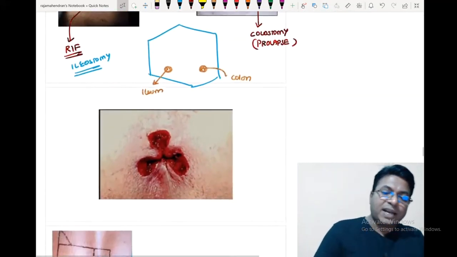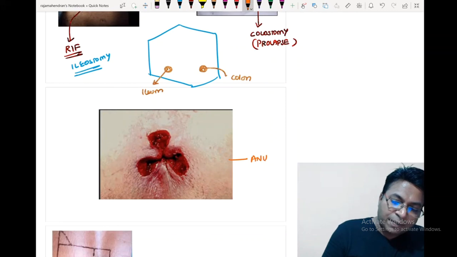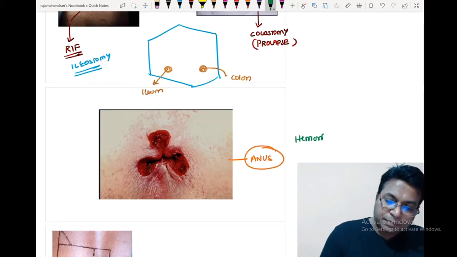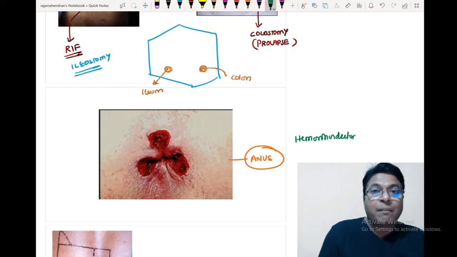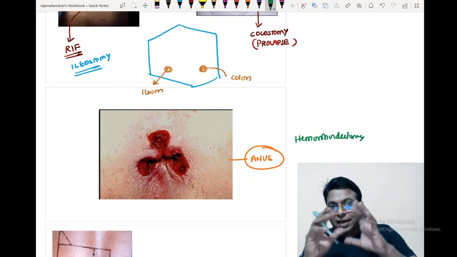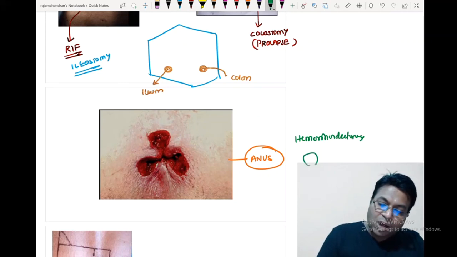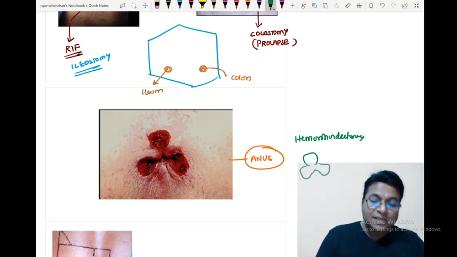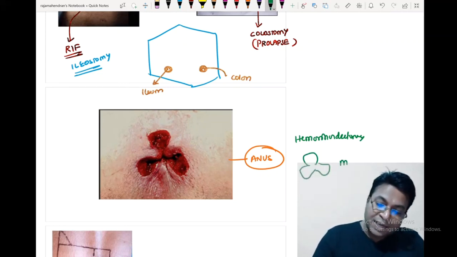So what is this surgery done here? This is anus. What surgery is done here? This is a picture showing you hemorrhoidectomy done. After pakka hemorrhoidectomy, the anus will look like a clover. If it looks like a clover, the problem is over. This is a line from Bailey and Love. This surgery done is Milligan-Morgan operation.